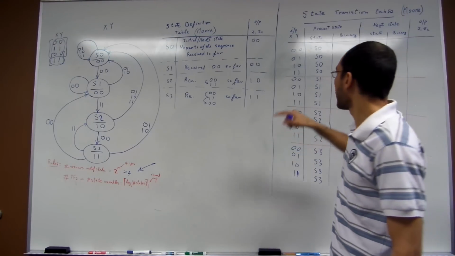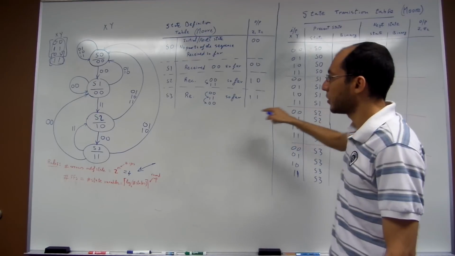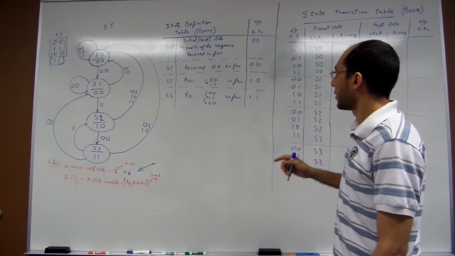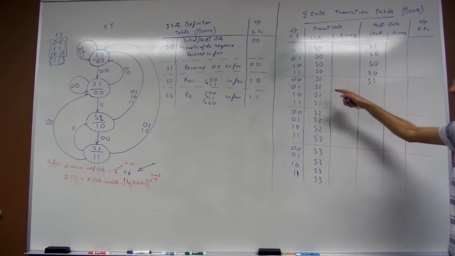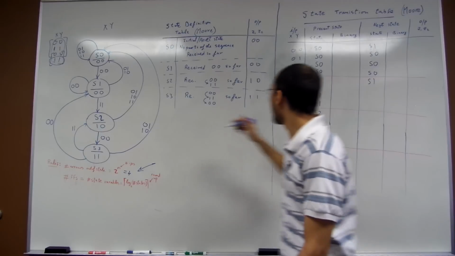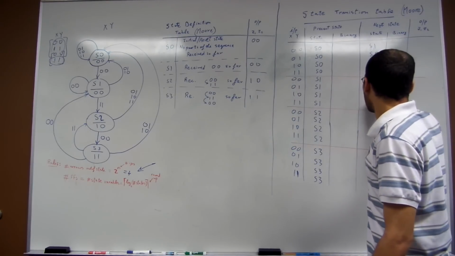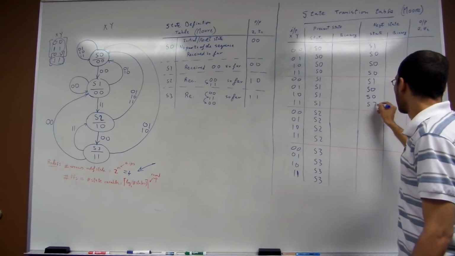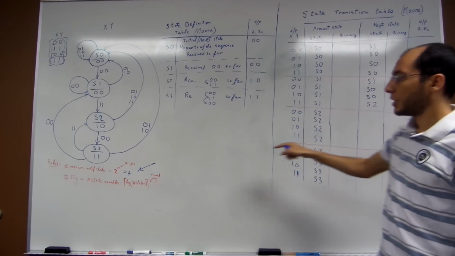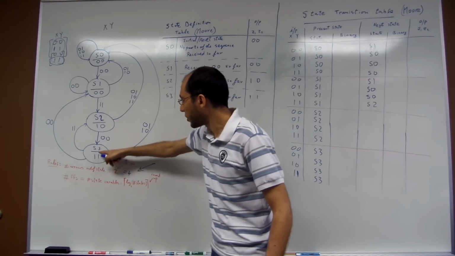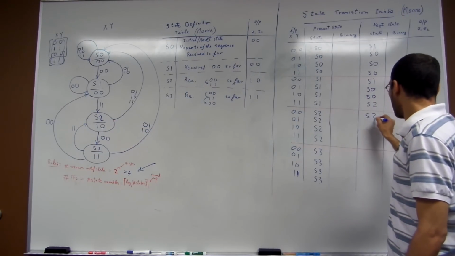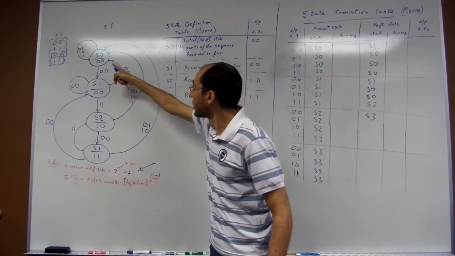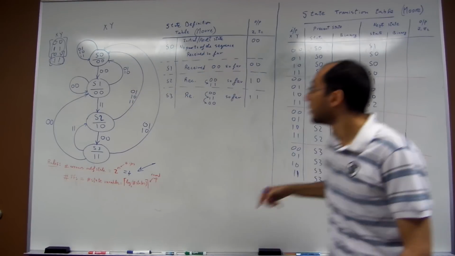Let's proceed to S1. S1, you have inputs of 00, 01, 10, 11. So 00 goes to S1. And then what else do you have? 01 and 10 both go to S0, and 11 goes to state S2. Okay, let's move on to state S2. S2 has an input of 00. It goes to state S3. And the other 3 all go to state S0.